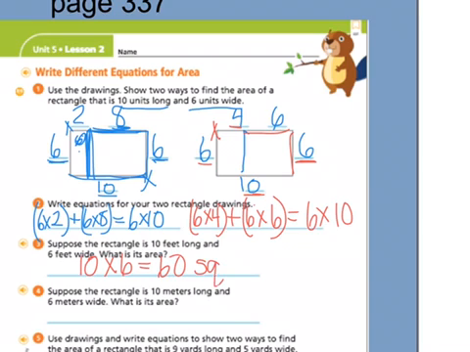square, and looks like we're talking feet, I believe. Yes, there it is, feet. You can abbreviate feet like that. Then it says, suppose the rectangle is 10 meters long and 6 meters wide. What is the area? So again, if it's meters, it's 10 times 6 equals 60 square meters.